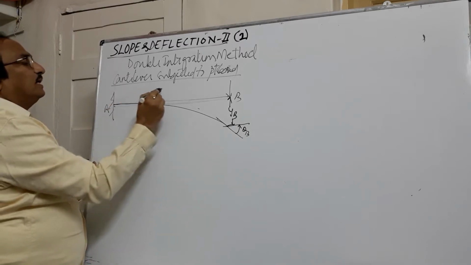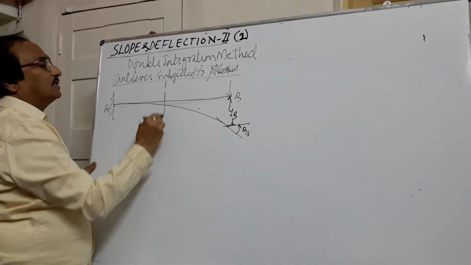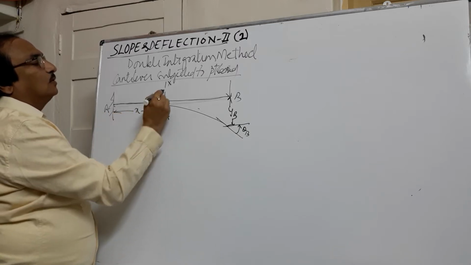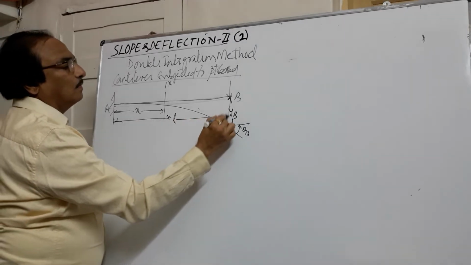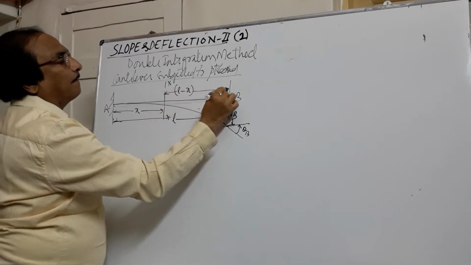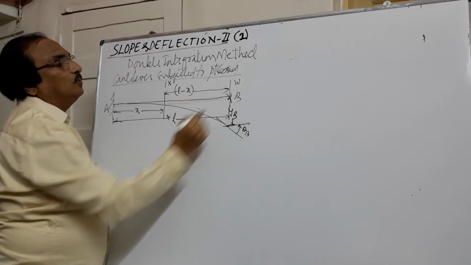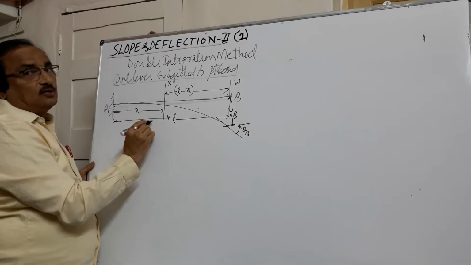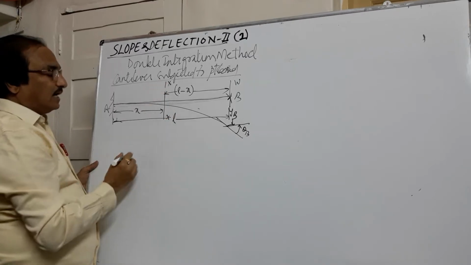Now suppose I take a section here. If I consider any section XX at a distance x from the fixed end, and L is the length of the beam, then this distance will be L minus x. Here we have considered a beam carrying a load W at the free end. Let's consider section XX at a distance x from the fixed end. In this chapter we are taking the distance from the fixed end, and we will write the bending moment.